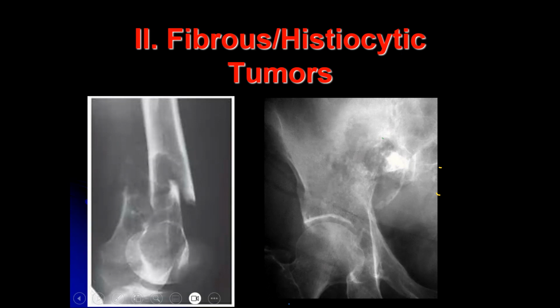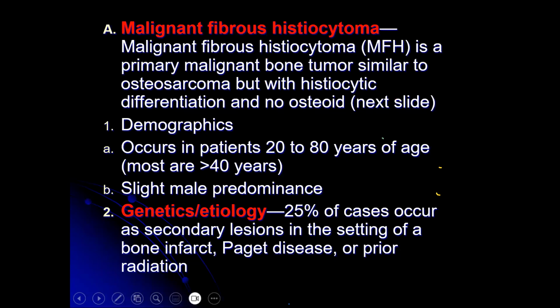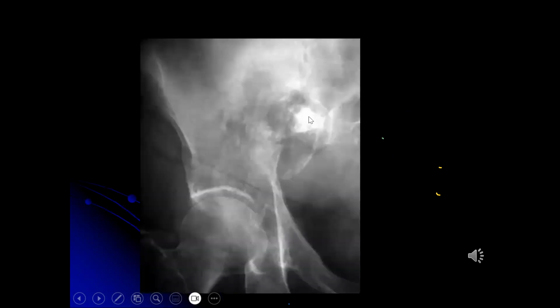It is a primary malignant bone tumor, similar to osteosarcoma, but with histiocytic differentiation and no osteoid. It occurs in patients 20 to 80 years old. There is a slight male predominance. Genetics and etiology: 25% of cases occur as secondary lesions in the setting of a bone infarct, Paget's disease, so don't forget this, and prior radiation.